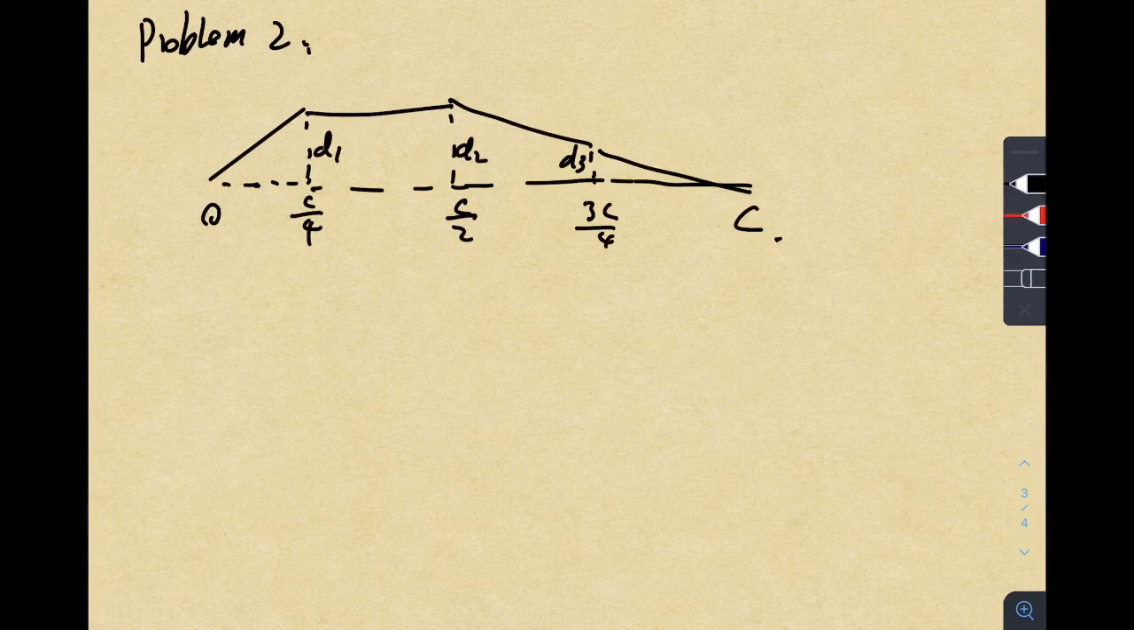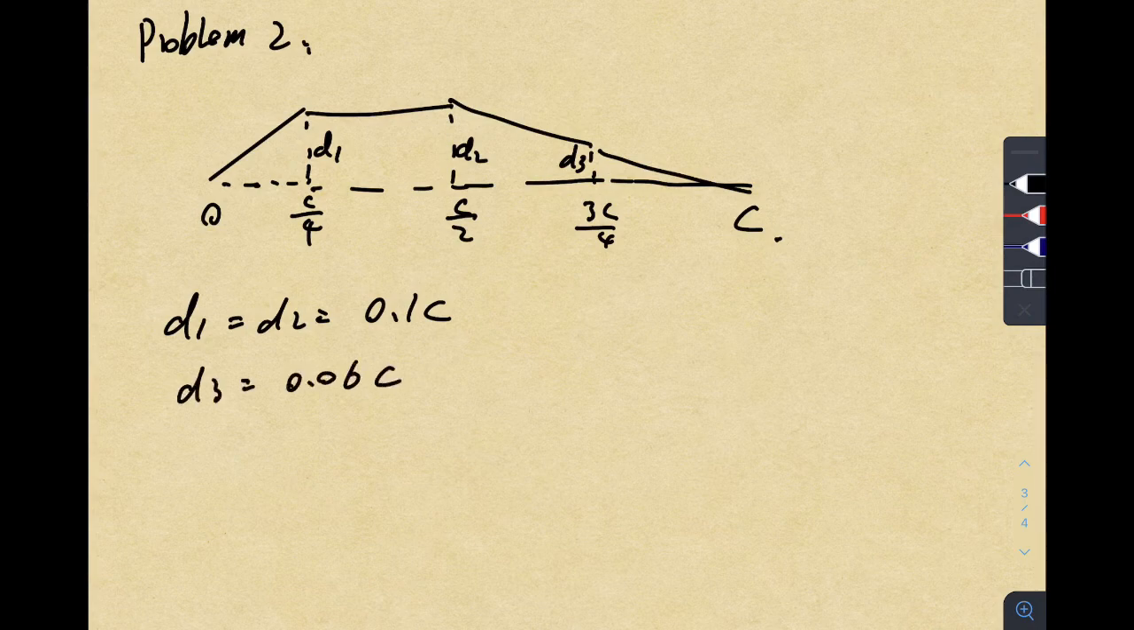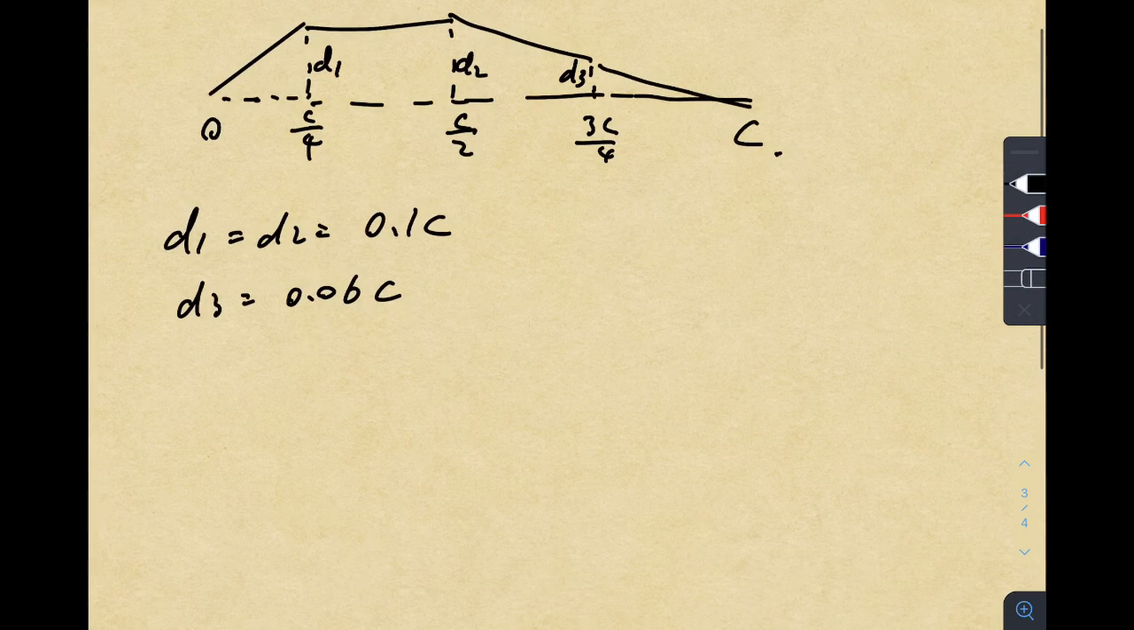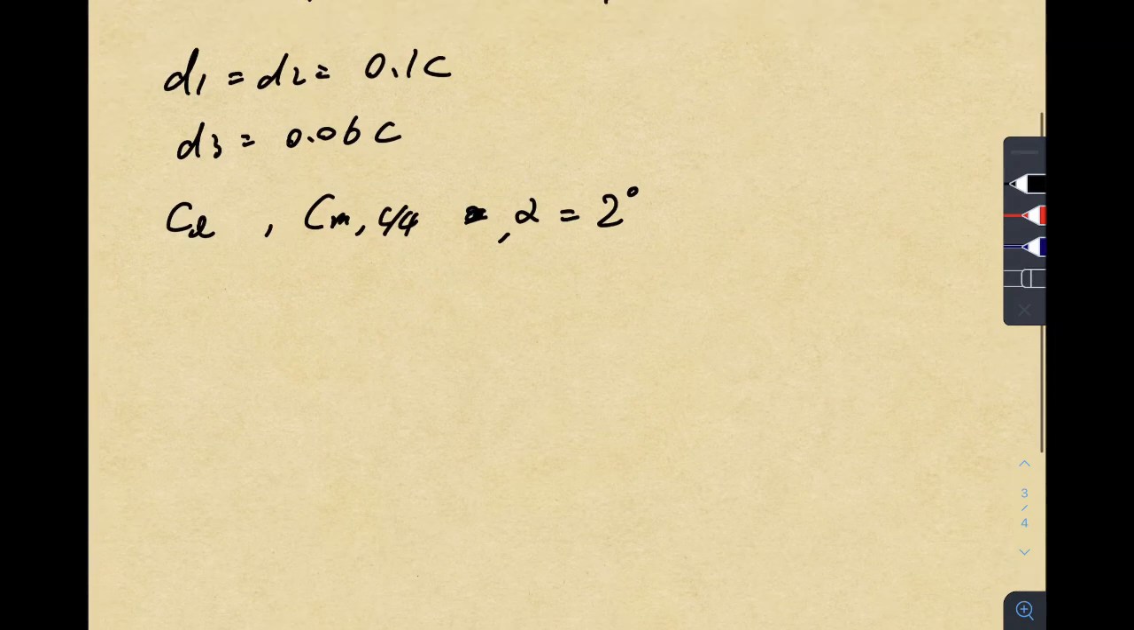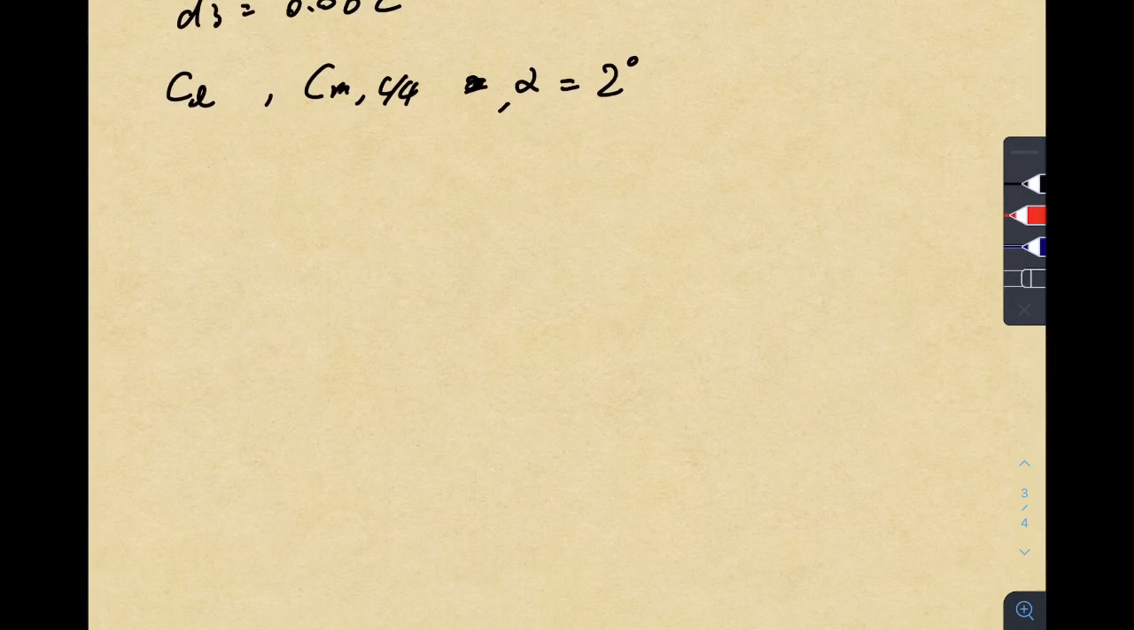Okay, so for this problem, we have d1 equals d2 equals 0.1c, and d3 equals 0.06c. Assuming thin airfoil theory, what's the lift coefficient CL and the moment coefficient with respect to the aerodynamic center at angle of attack alpha equals 2 degrees?